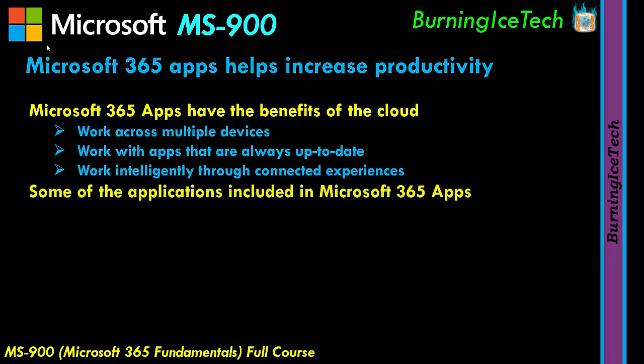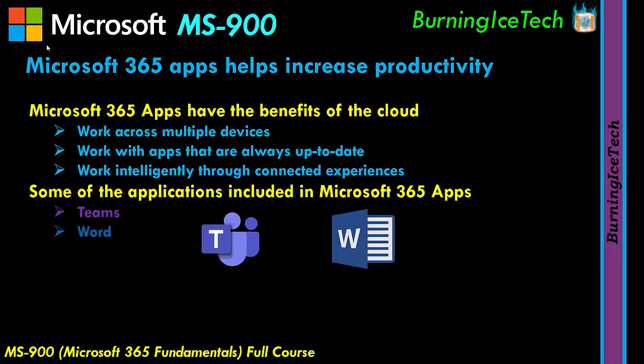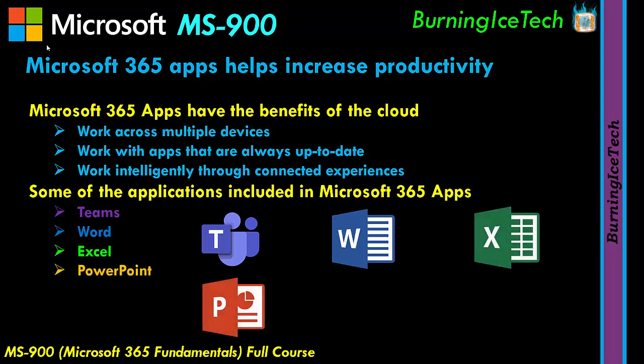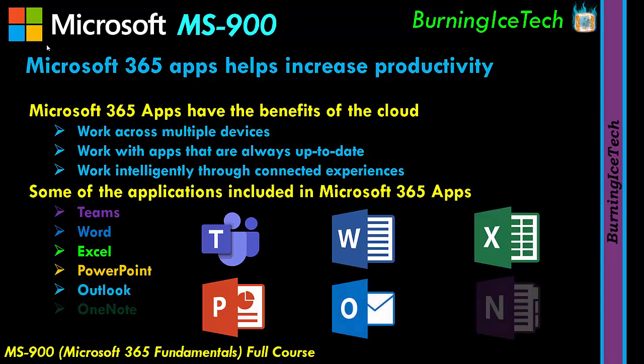Now, some of the applications included in Microsoft 365 apps are things like Teams. I'm sure you guys are familiar with Microsoft Teams. That's the replacement for Skype for Business. Before Skype for Business, we had Lync, and before Lync, we had something else. I can't even remember the name. It's been so long. You also get Word, good old-fashioned Word. And let's not forget Microsoft Excel, PowerPoint, Outlook, and OneNote. So these are some of the applications included in Microsoft 365, guys.